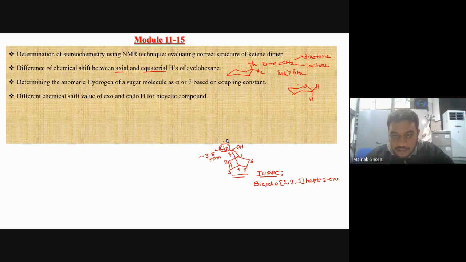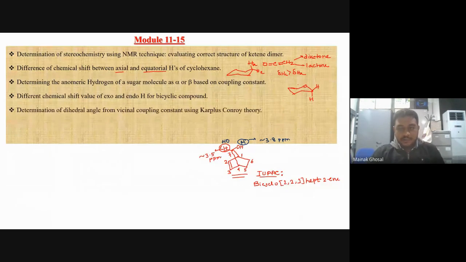If this is OH and this is hydrogen, so this hydrogen that will come nearby 3.9, 3.9 like that. Okay. So by using this NMR, by looking at this chemical shift value, you can just differentiate between which was in endo.